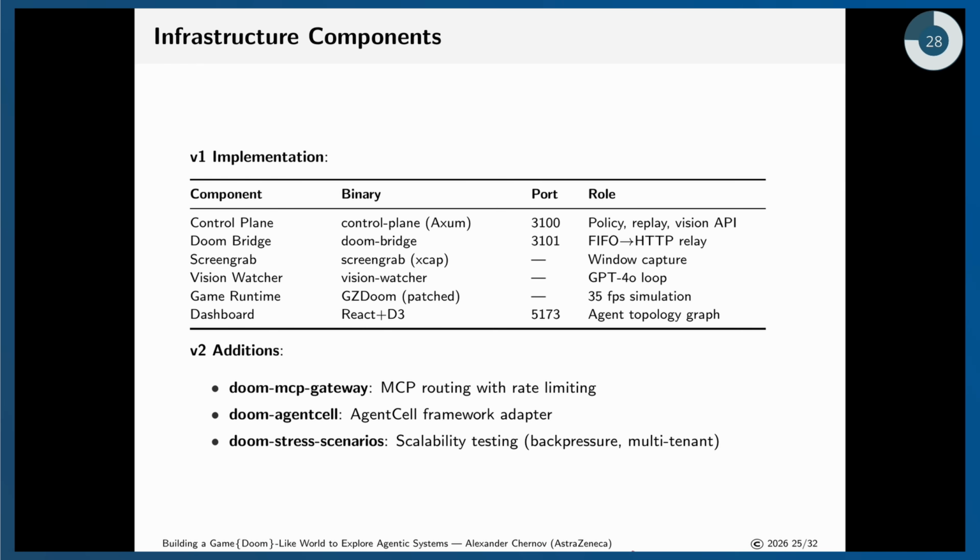So for infrastructure components, as I showed in the control plane, we have the control plane, Doom bridge, and screen grab. That's real-time capture of the screen, what's going on, used for the vision. You have the vision watcher. It's a GPT-4 loop, but it doesn't necessarily need to be GPT-4. It can be any other, including local. We also have the game runtime and dashboard. The dashboard is React D3.